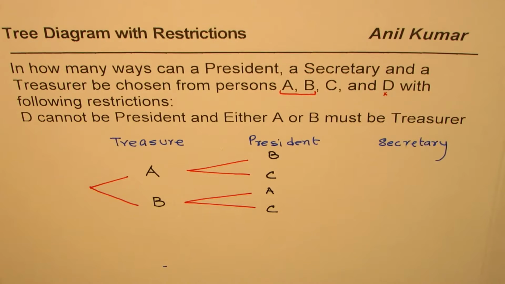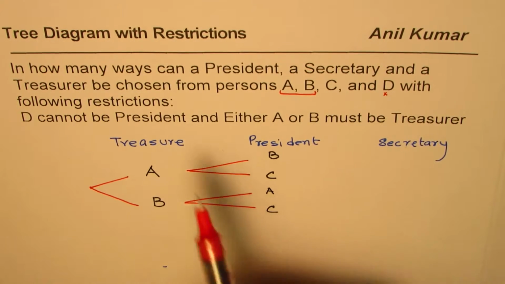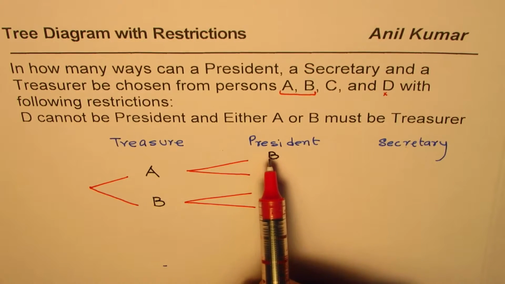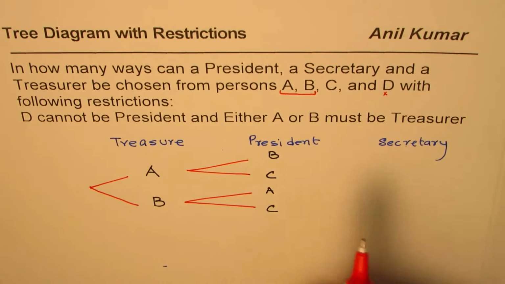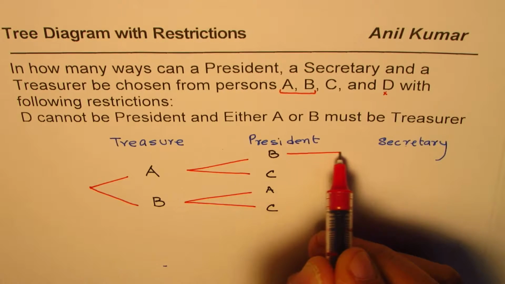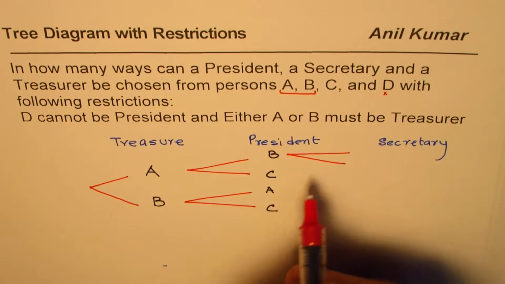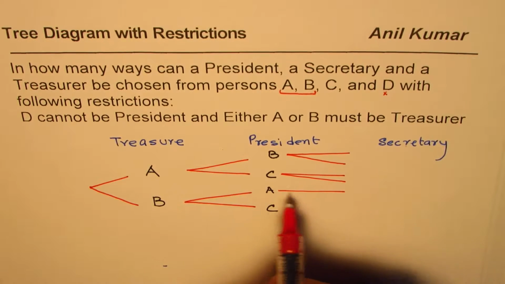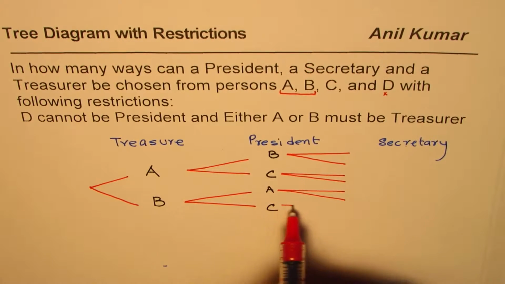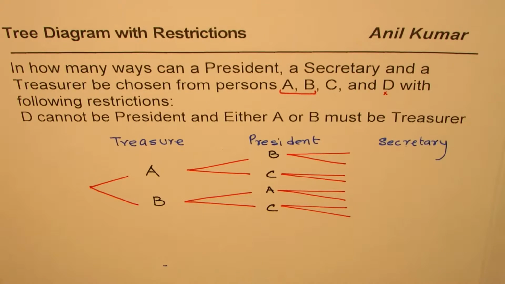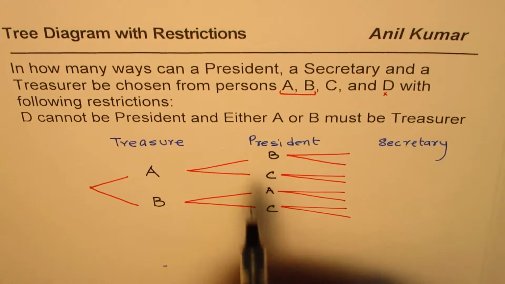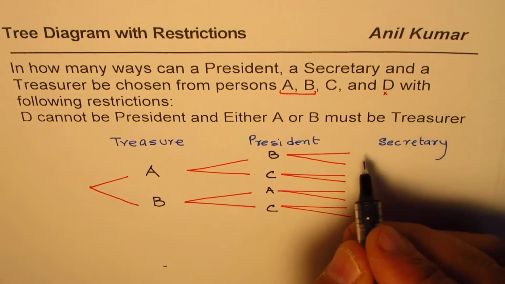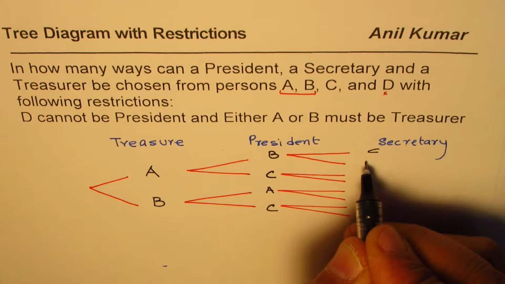And now let's look into the secretary. So out of 4 persons we have already selected 2. We are left with the other 2. So that gives us 2 options for secretary, right? So let me write down these 2 options with these arrows. For each we have 2 options. Is that okay? So these are the 2 options. Let me write down the persons' names now. So if we have selected A, B, we are left with C or D. So the secretary could be C or D.